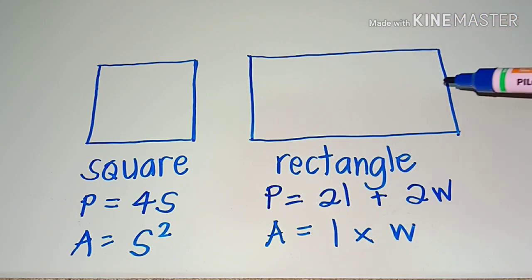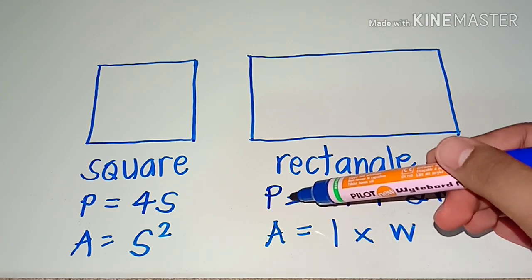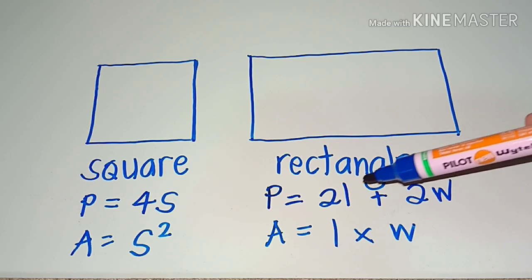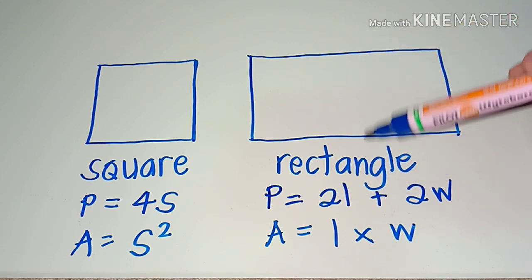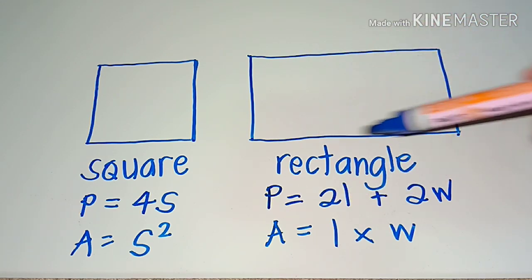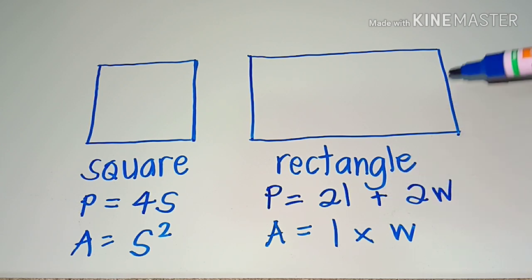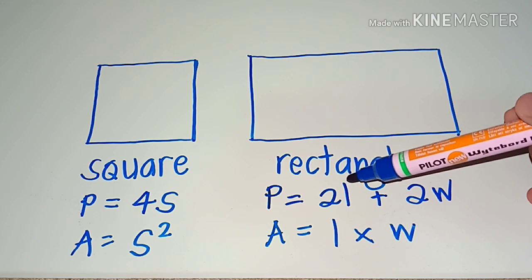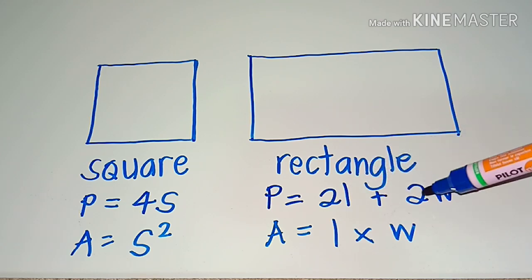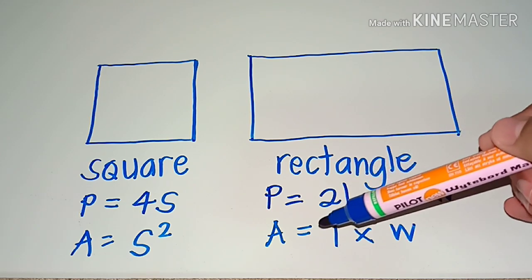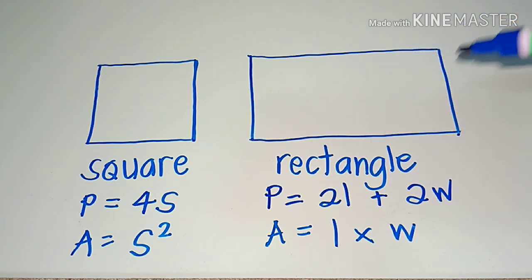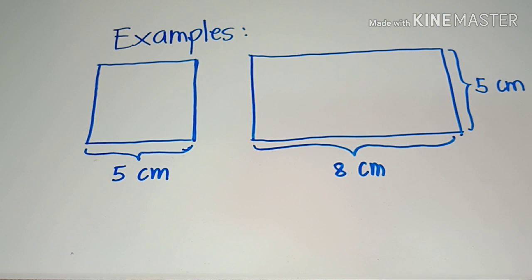And then for a rectangle, in getting the perimeter, since it's not the same as a square where all the sides are the same, you will do it like this. Twice the length, since there are 2 lengths there, plus twice the width. So therefore, the perimeter of a rectangle is twice the length plus twice the width. And for area, you just multiply the length and the width. So I have here some examples for you to understand it better.